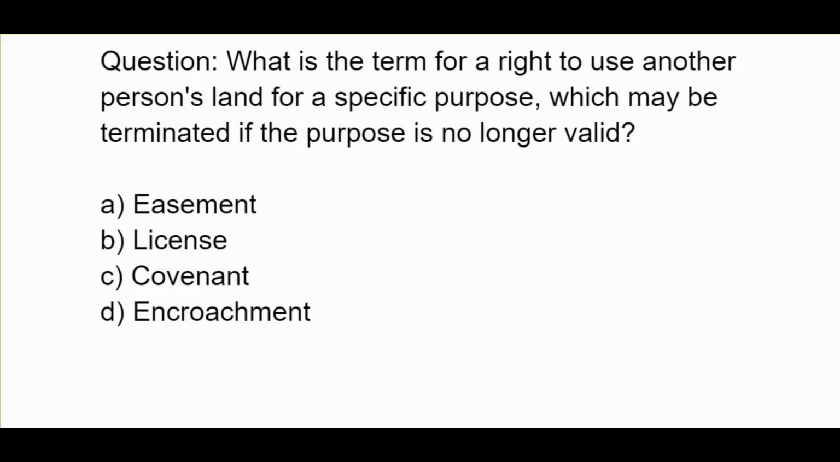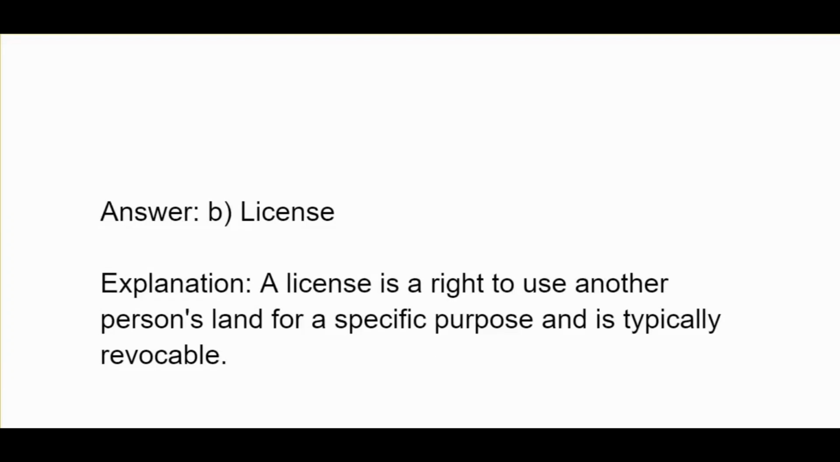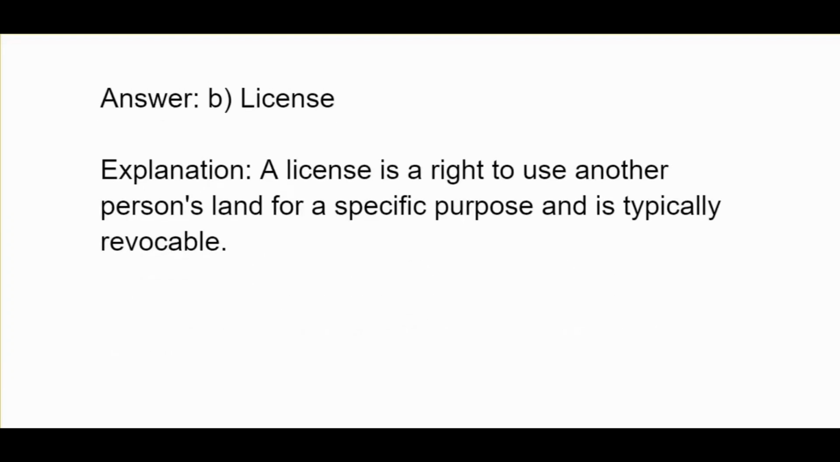What is the term for a right to use another person's land for a specific purpose, which may be terminated if the purpose is no longer valid? A. Easement. B. License. C. Covenant. D. Encroachment. License. A license is a right to use another person's land for a specific purpose and is typically revocable.